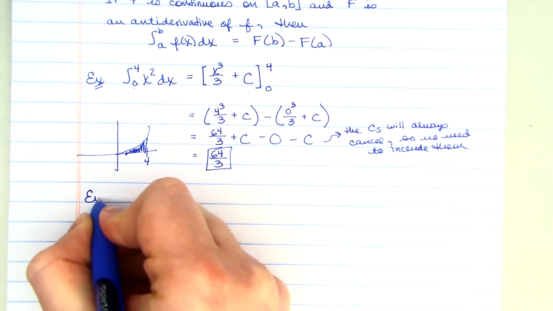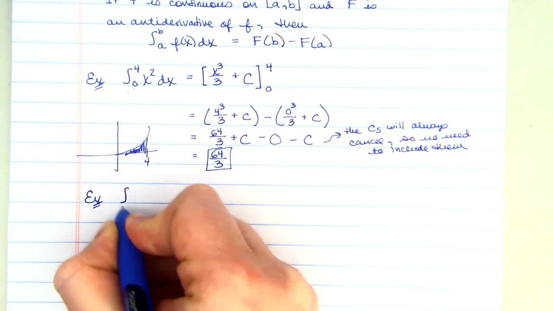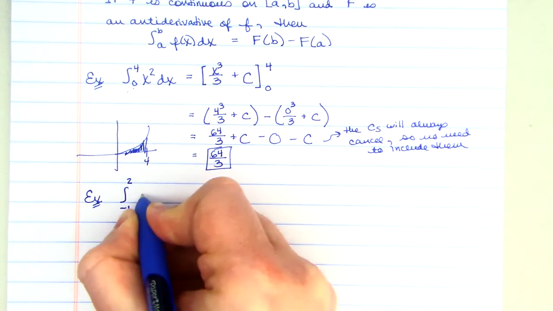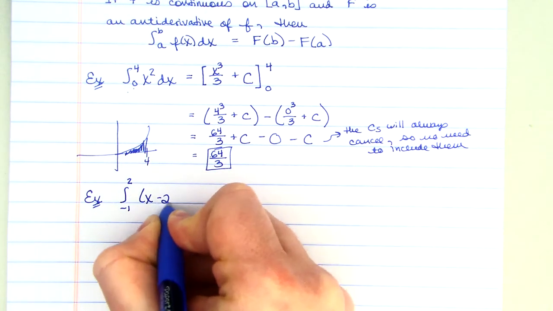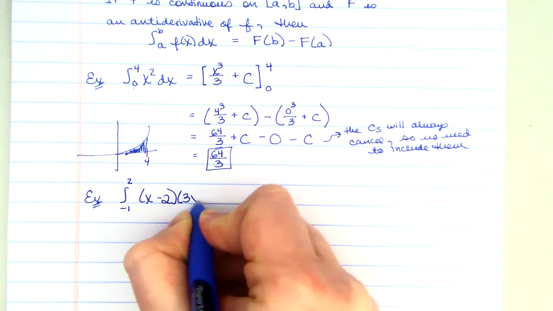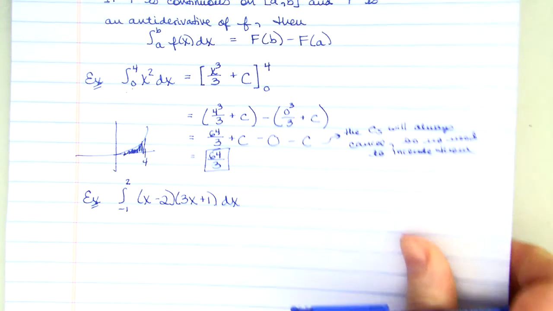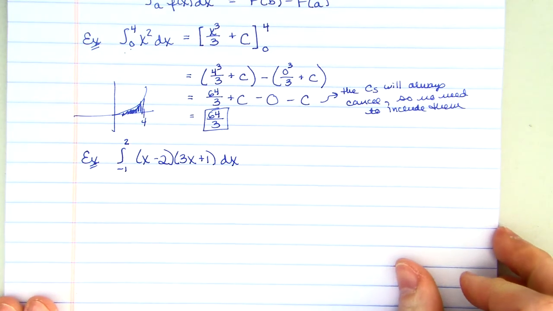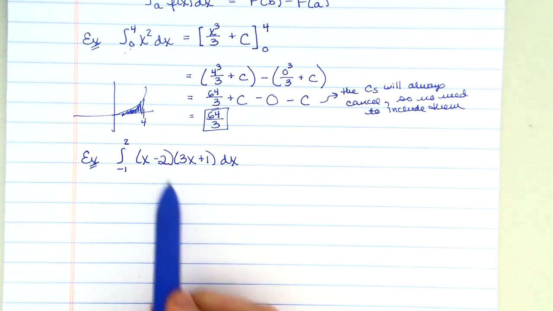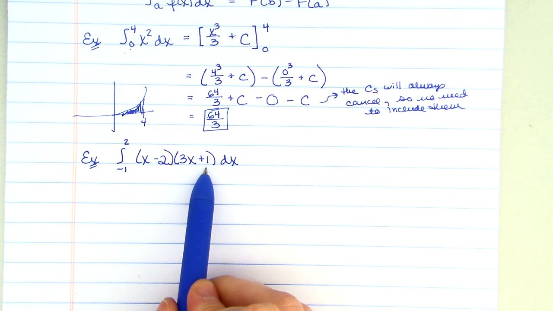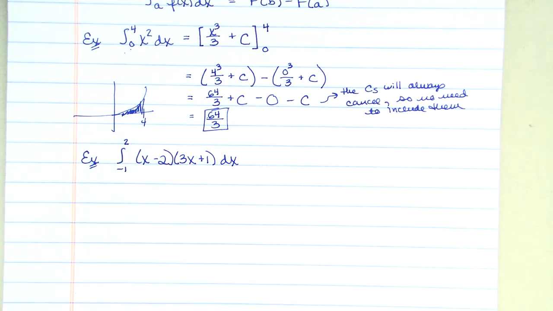Let's try another one. Let's do the integral from -1 to 2 of x minus 2 times 3x plus 1 dx. I'm going to use my first fundamental theorem of calculus to do this. So I need to find the antiderivative of this thing. Plug in 2 minus plug in -1.